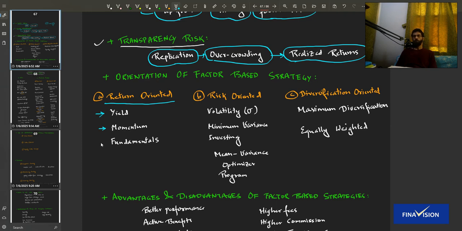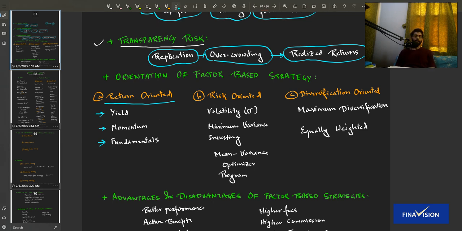The third return orientation can be based on fundamentals. What is the return on capital? What is the debt scenario? What is the quality of the management, quality of the governance? What is the brand of the company? How satisfied are the customers? All these qualitative aspects and also the financial aspects are taken into account when constructing a fundamentals based return oriented factor based strategy. Then we can talk about risk oriented factor based strategies.